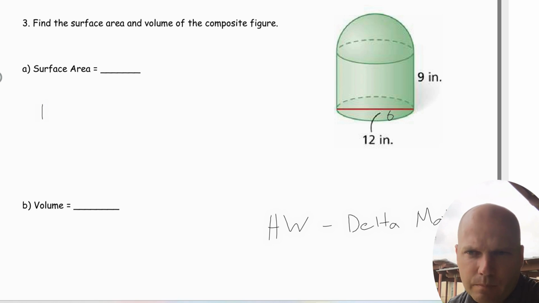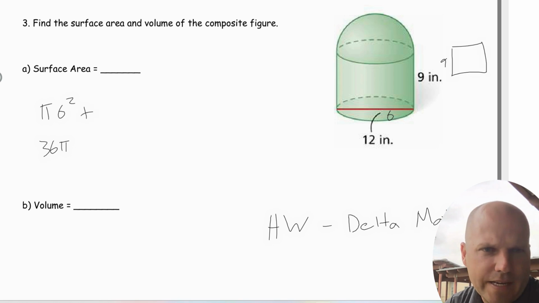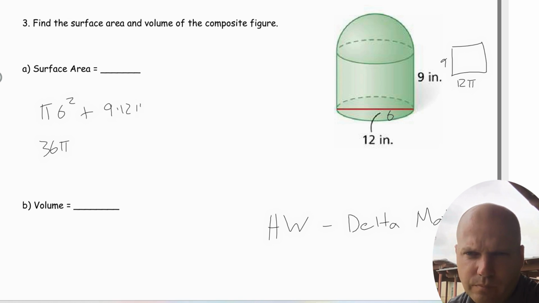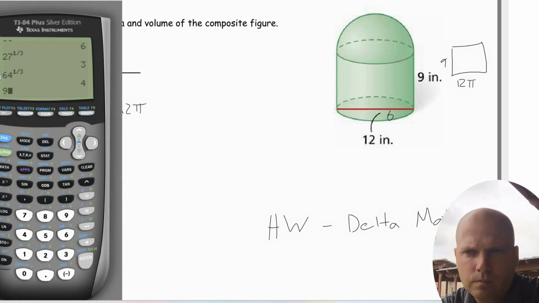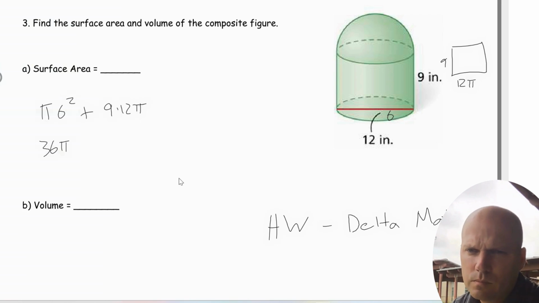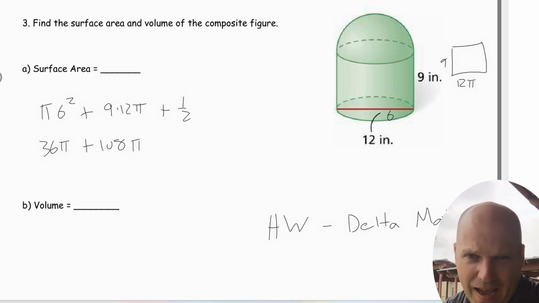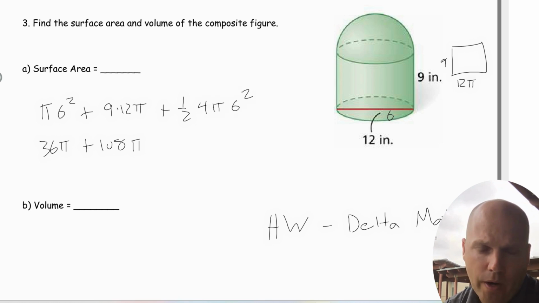All right, we got the bottom, pi 6 squared. We got the middle. The middle is a rectangle, height 9. This is going to be 12 pi, so 9 times 12 pi. Whatever that is. 108 pi. Then we have half of a 4 pi r squared.